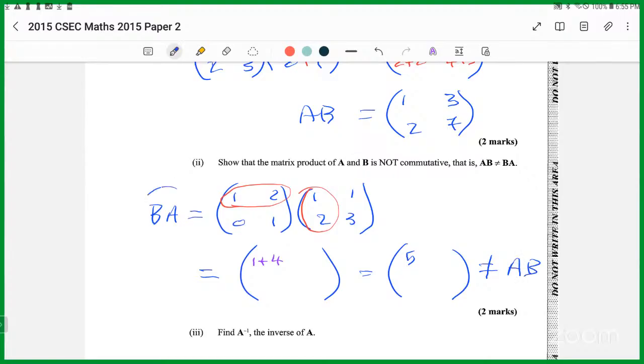You start to work out BA, and the first value that you work out is a 5, while the first value in AB is a 1. So it means that they're not equal. I don't need to work out the rest of them to show it. The first value already shows that they're not the same.